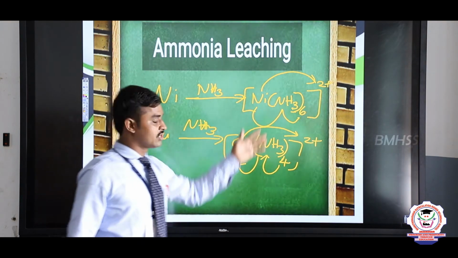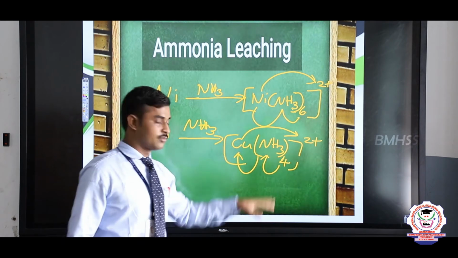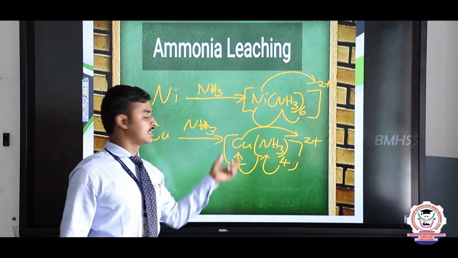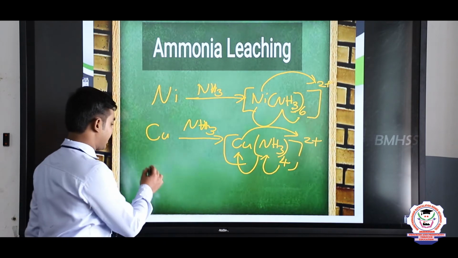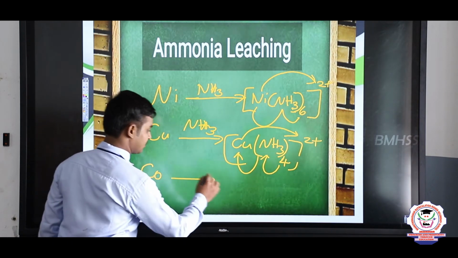It is easy to remove the ammonia, so we can easily remove the ammonia and we can get the metals alone. So it is an ammonia leaching process. And finally we can use cobalt.